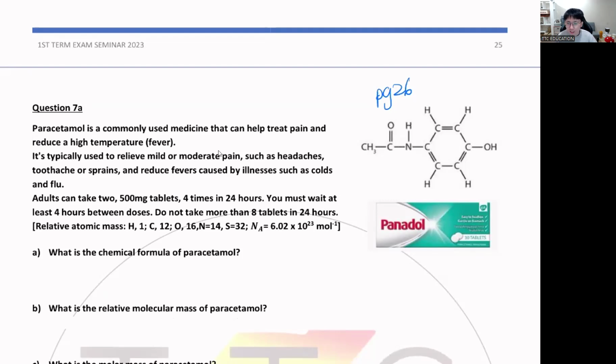So, all this information, then you see, what is the chemical formula of paracetamol? Guys, don't get confused, don't get scared by the words or by the diagram. Just based on the diagram given, do whatever you know. What is a chemical formula? Literally, what's a chemical formula? It's like MgO, CuO, C6H12O6. All these are chemical formulas. So how do you find the chemical formula? Count the elements in the diagram. So what do you do?